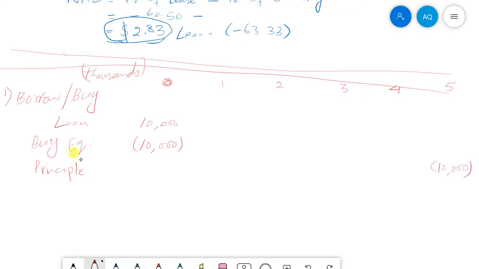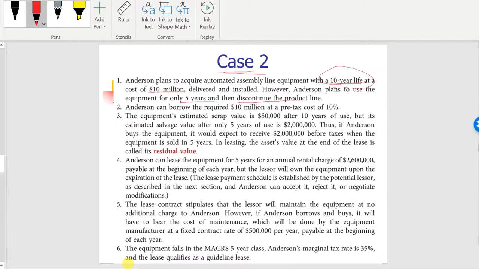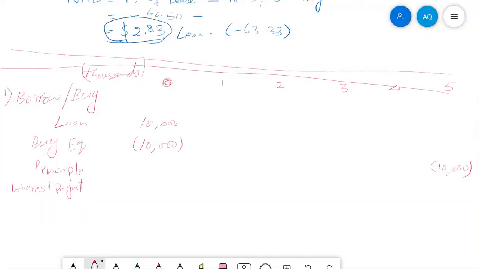We are taking some loans, therefore we have to make some interest payment. Anderson can borrow the required 10 million at a pre-tax cost of 10%. So the cost of debt is 10%. 10% of 10,000 will be how much? 1,000. So we have to pay 1,000 each period.